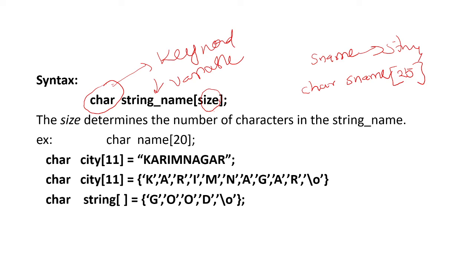Clear? See here, I have given some examples like character name. I have declared the length of the string as 20. That doesn't mean it has to accept only 20 characters. Maybe 20 characters or less than 20 characters, like this you are able to assign the values. Character city 11 means here I am going to assign 11 characters. Karim Nagar, 1 2 3 4 5 6 7 8 9 10, and one character is reserved for the end character. What is that end character? \0. I already told you every string is going to end with \0, right?